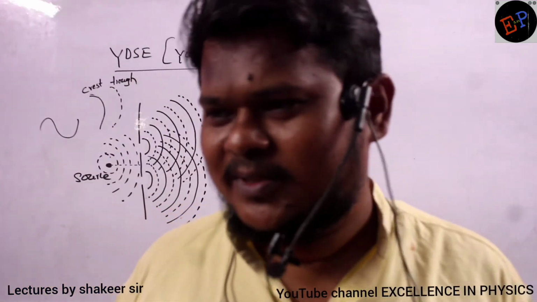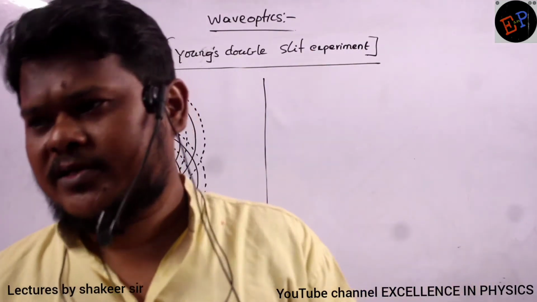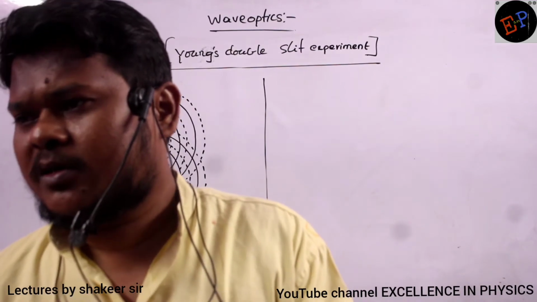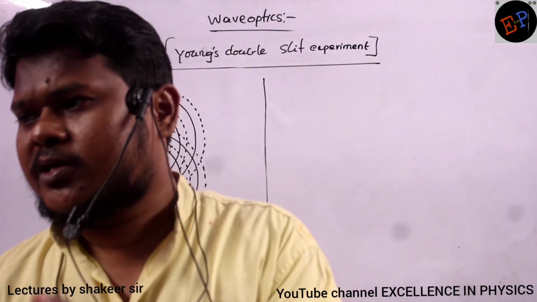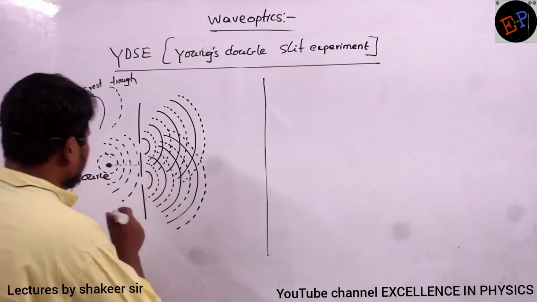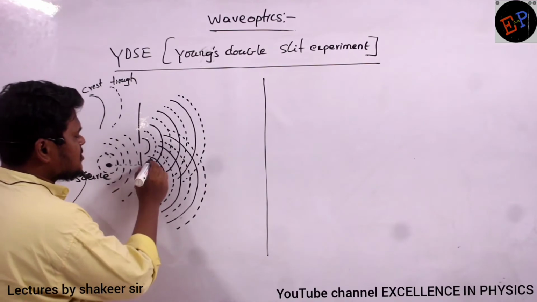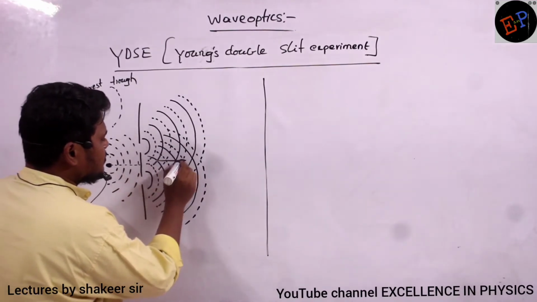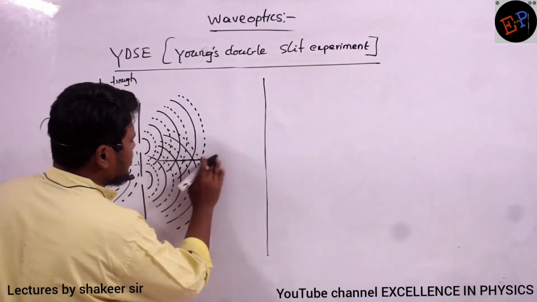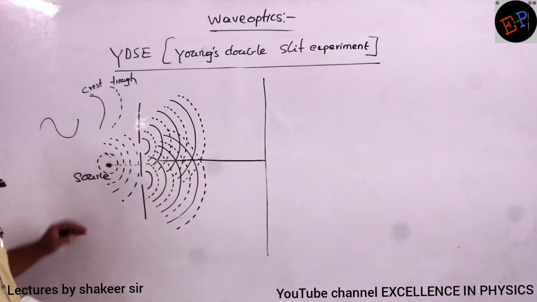Phase difference is 0, no? Crest is superposing on crest, trough is superposing on trough. This is constructive interference. Constructive interference only, no? So therefore, the light which travels in this direction, in which direction? In this direction. Clear? So it goes and hits the screen here. Are you able to understand?